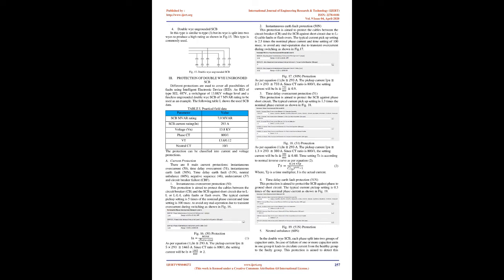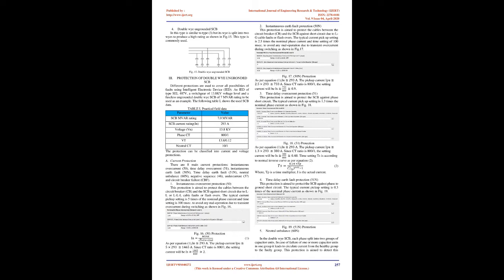The protection can be classified into current and voltage protections. Current protection. There are 8 main current protections: instantaneous overcurrent, 50; time delay overcurrent, 51; instantaneous earth fault, 50N; time delay earth fault, 51N; neutral unbalance, 60N; negative sequence, 46; undercurrent, 37; and circuit breaker failure, CBF.